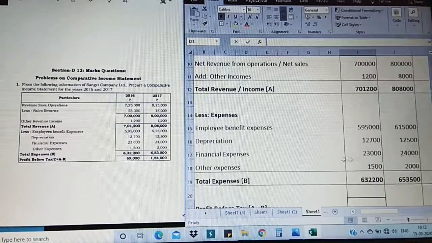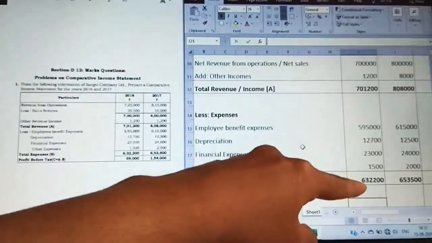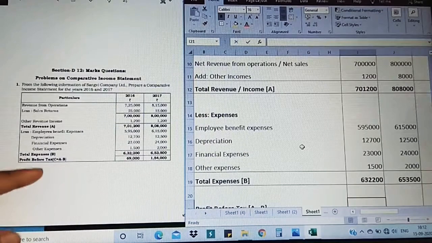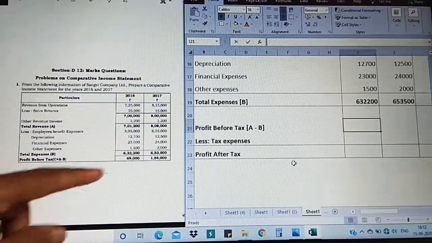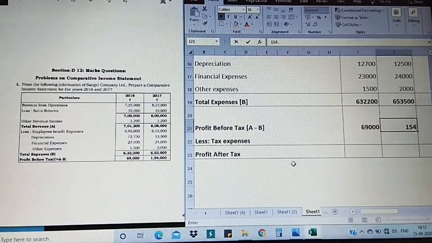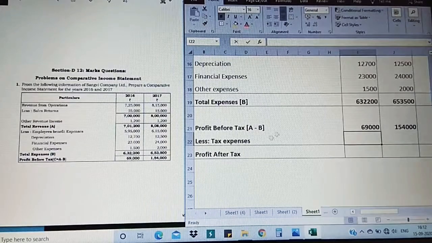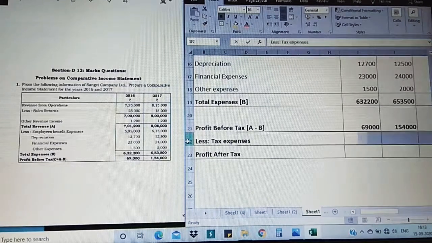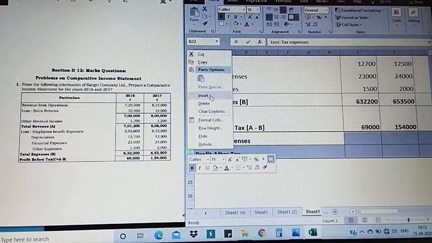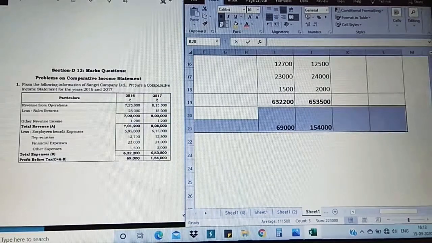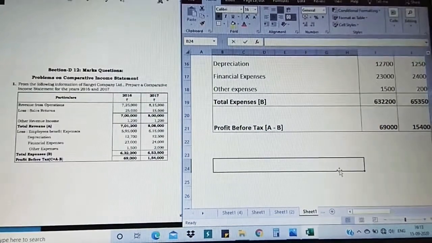So just observe, you are supposed to take the total income and minus the total expenses. I guess you people know this. You can copy what is given in the question as it is given. 69,000. There is no change because they have done everything as per the format. And as the tax expenses is not given in the question, we have no calculation for tax and therefore there is no profit after tax. So we have only up to the calculation of profit before tax as per the question.